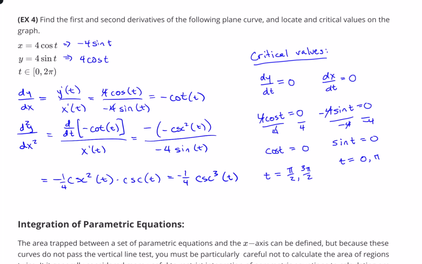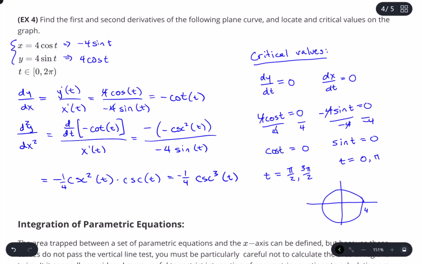And if you think about this curve that's produced by this set of parametric equations, that should make sense because it's going to be a circle. And in particular, it's a circle of radius 4. And a circle of radius 4 is going to have 4 places where we have horizontal and vertical tangents, and that's going to be at an angle of 0, at an angle of pi over 2, at an angle of pi, and finally 3 pi over 2. All of the values that we just came up with.